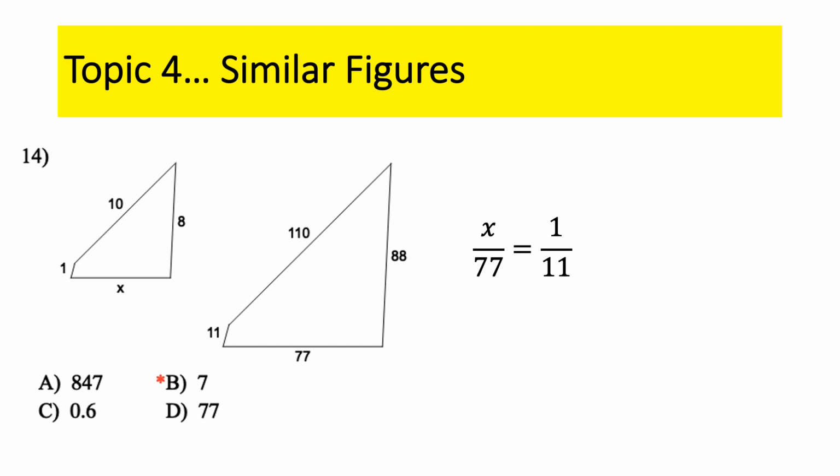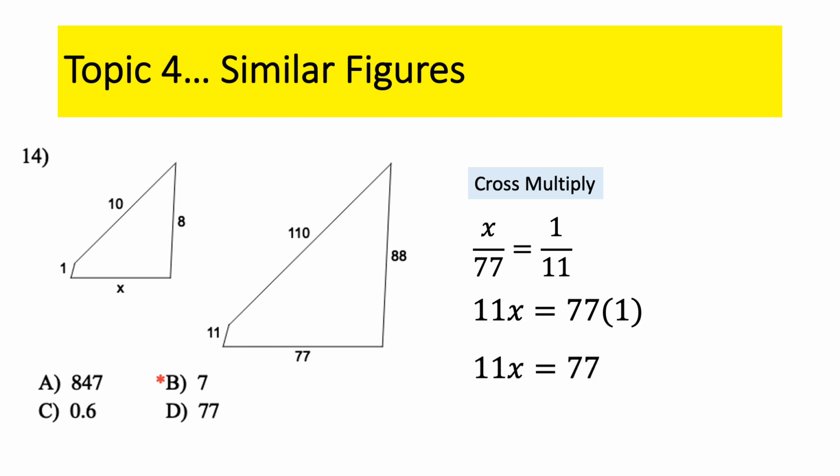And I'm going to pick 1. I could pick 10. I could pick 8. I'm going to pick 1. You know, smaller numbers, the math is a little bit easier. 1 would correspond with 11 on the big one. So x over 77, notice corresponding sides, equals 1 over 11. All right, cross multiply. X times 11 equals 77 times 1. Oh, we like that. Now the math is easy. Divide both sides by 11. So therefore, x equals 7. Oh, left off the canceling. Cool? All right, that's topic 4.